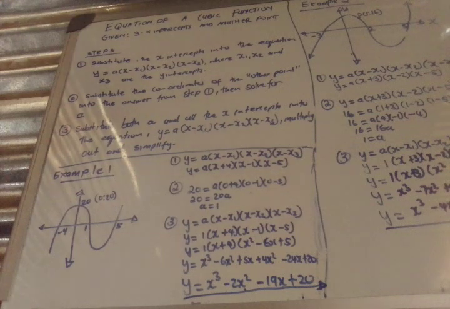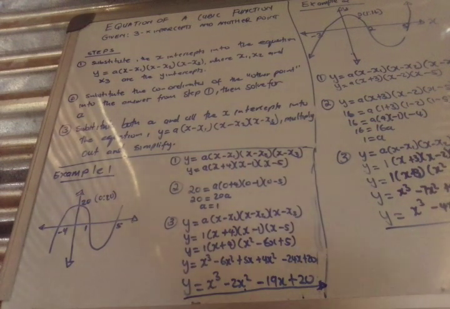Okay, and after that you're going to substitute both the value of a and the x-intercepts, which you already have because they are given to you, into this original formula, where y equals a(x minus x1)(x minus x2)(x minus x3). You just substitute both the a and the x-intercepts, and then you multiply out and simplify, and you'll end up with your equation.